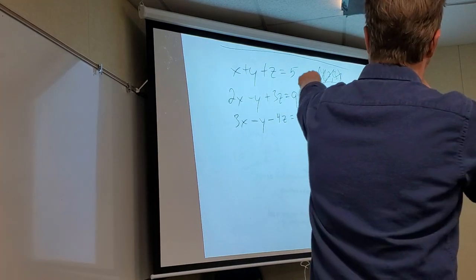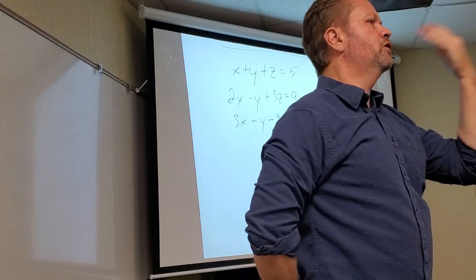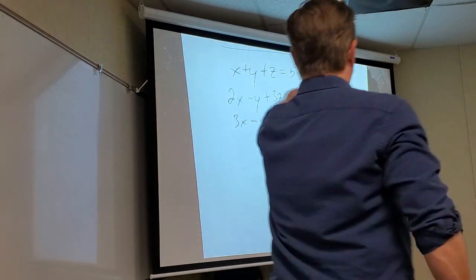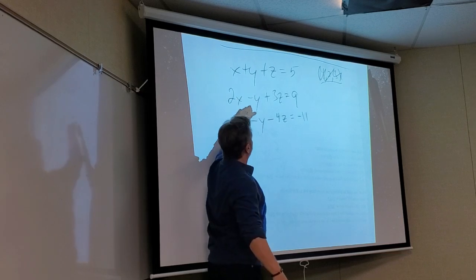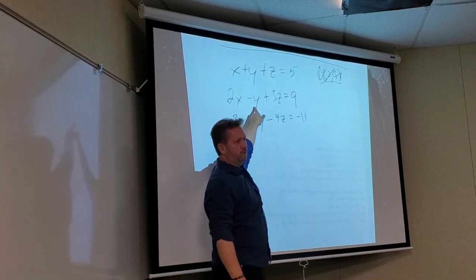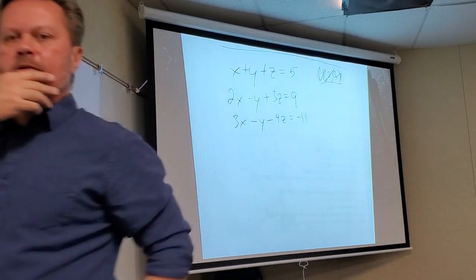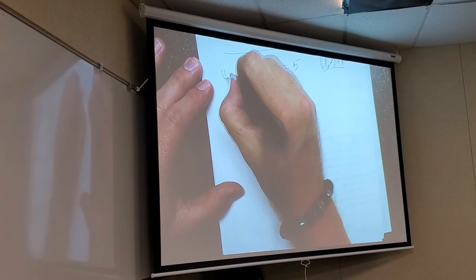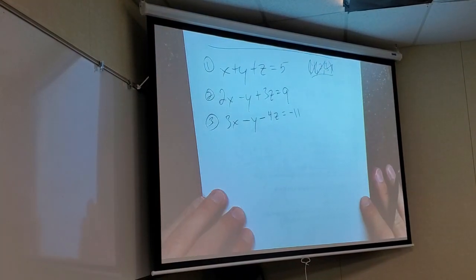For example, if I look at the y's, do you see how they want to die easy? If I add the first 2 equations together, doesn't the y just die? It wants to die. Okay. So 1, 2, 3. Always number the stuff you're working with.